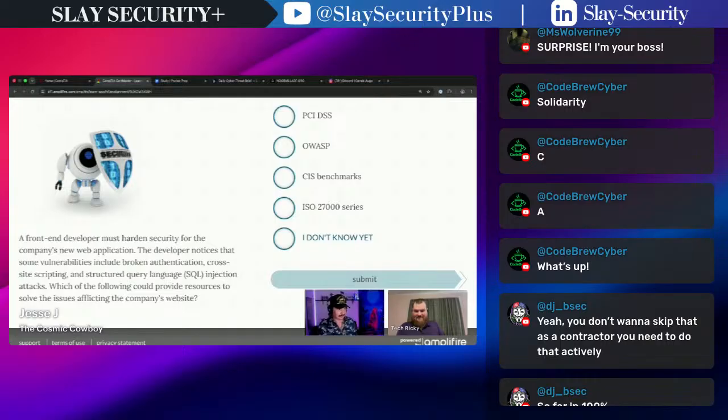Okay. All right. Anyways, PCI DSS, payment card industry, right? We know that's not the correct answer. CIS benchmarks, or industry standard benchmarks for your information security. The ISO 27000 series. None of those have to do specifically with web application security. The only one here is OWASP.